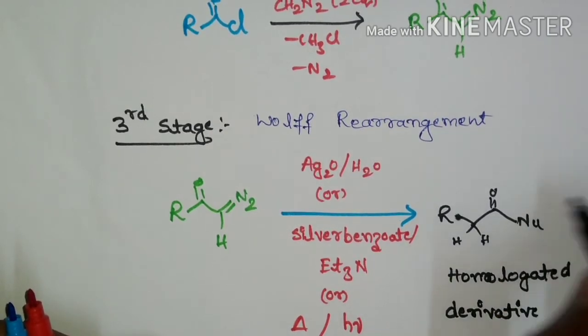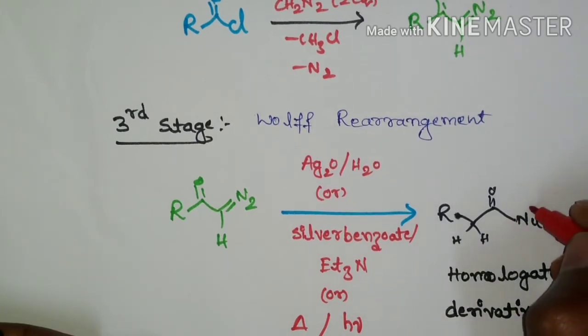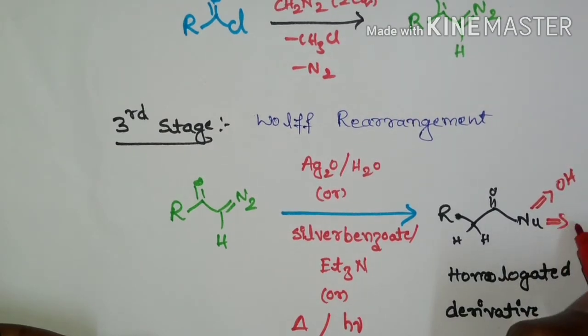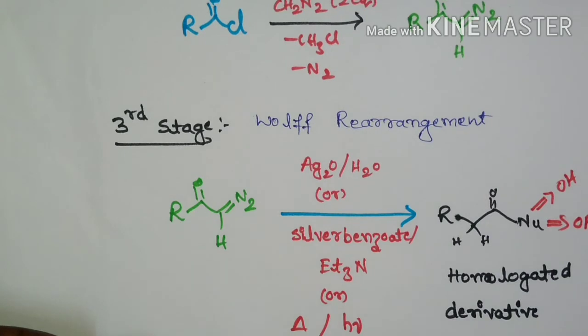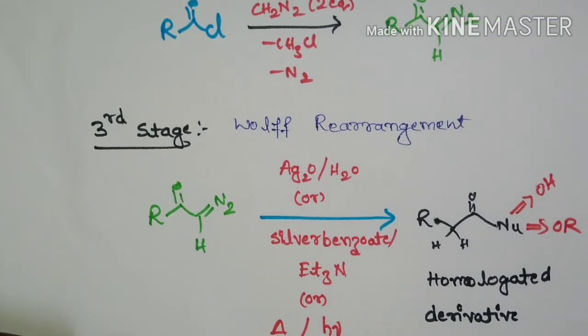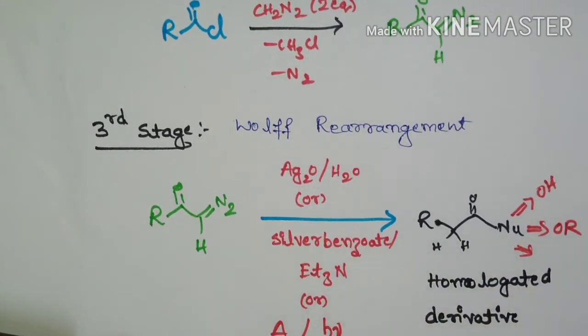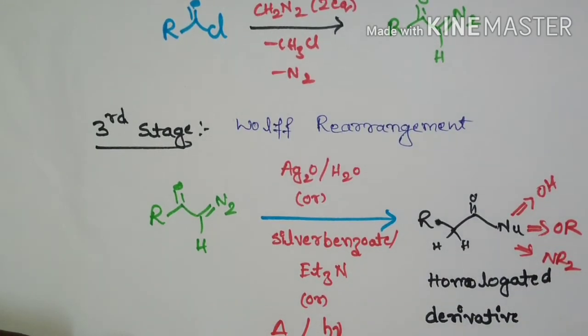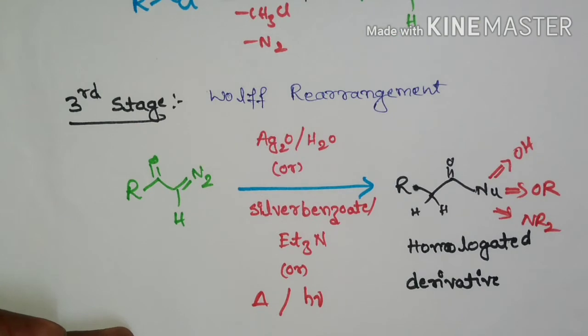If the nucleophile is water, then we are going to get the homologated corresponding carboxylic acid. If it is alcohol, we are going to get the homologated ester derivative. If it is amine, then we are going to get the homologated amide derivative. So this is how Arndt-Eistert homologation will occur in 3 stages.